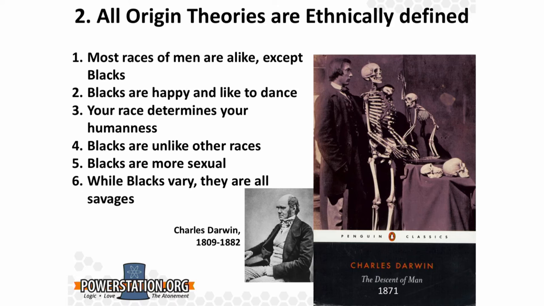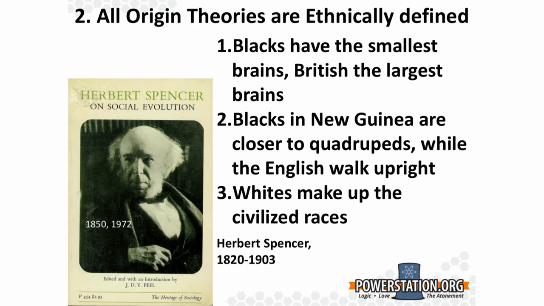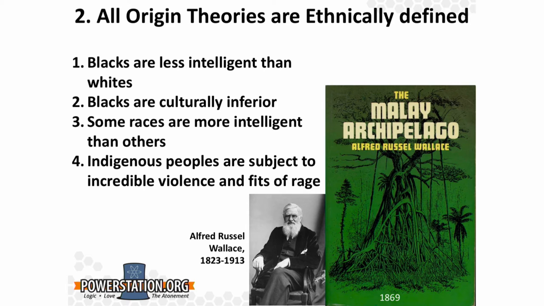Herbert Spencer: blacks have the smallest brains, British have the largest brains. And of course, Herbert Spencer was British. Blacks in New Guinea are closer to quadrupeds, that is, they tend to walk on all fours, while the English walk upright. Whites made up the civilized races. My colleagues get very angry when we point these things out. Alfred Russel Wallace, this is what he wrote: blacks are less intelligent than whites. He just said it plainly. Blacks are culturally inferior to whites. Some races are more intelligent than others. This is scientific racism, plain and simple. Indigenous people are subject to incredible violence and fits of rage.